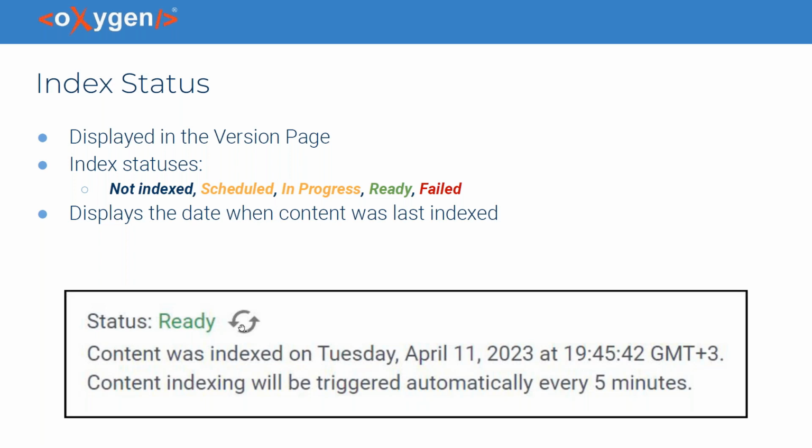The status of an indexing operation can be: not indexed, which means no index is currently available. Scheduled, the indexing operation is waiting for an available executor. In progress, the content is being indexed. Ready, the indexing operation was successfully performed. And failed, meaning that the indexing process has failed.